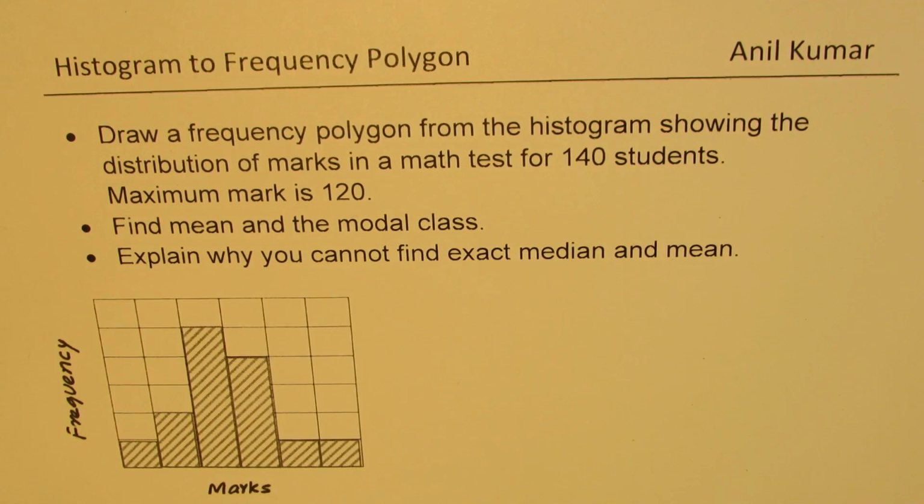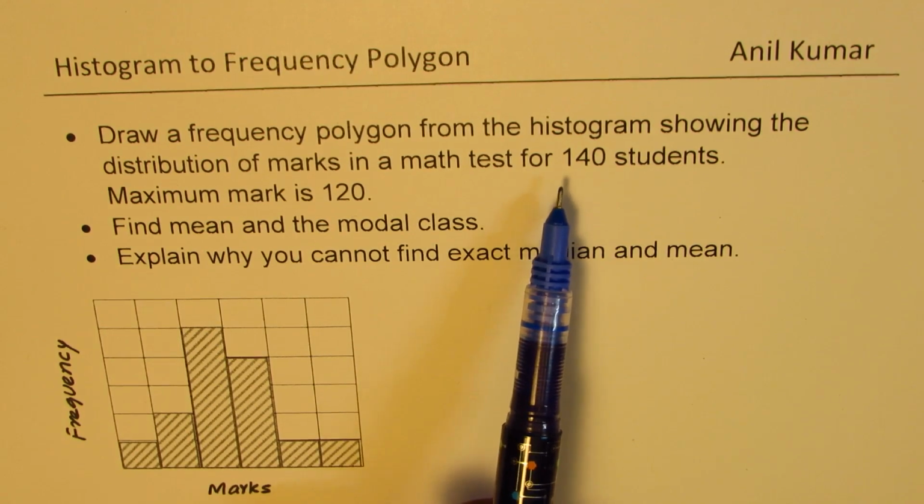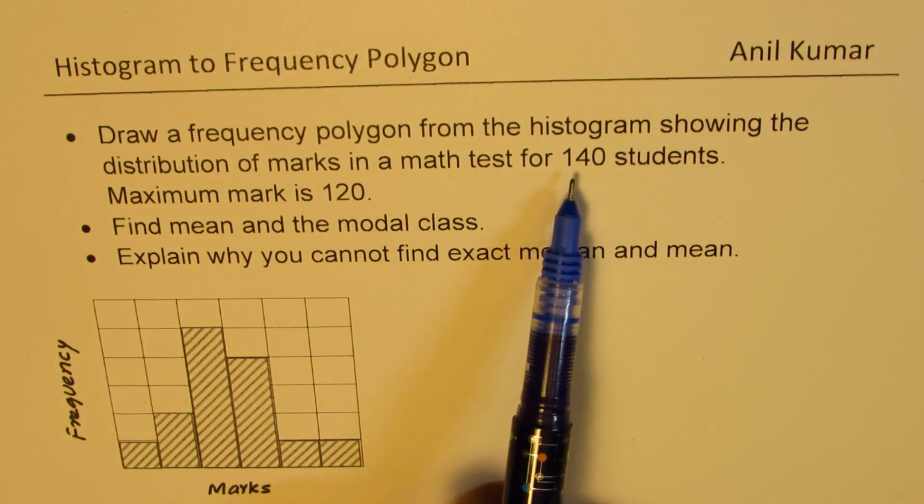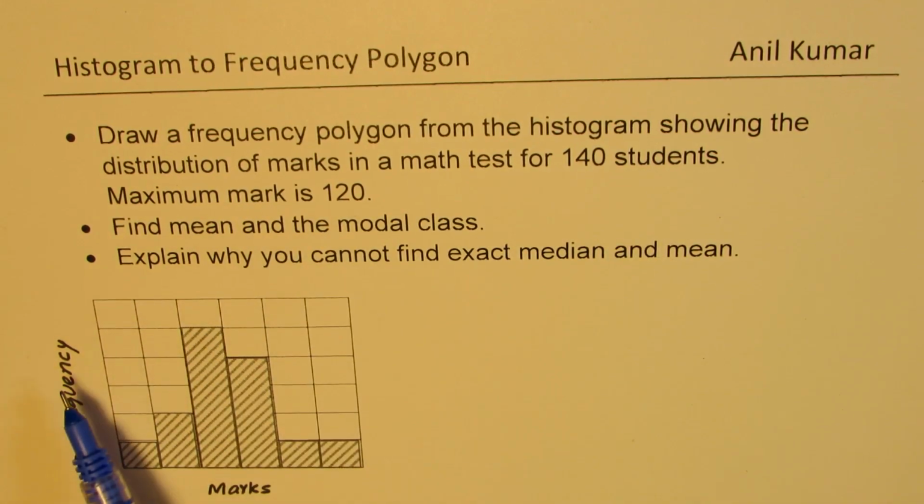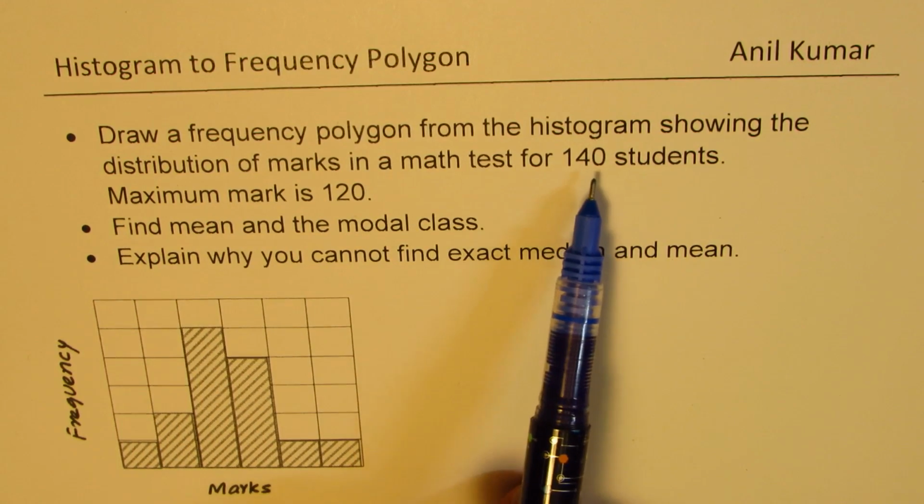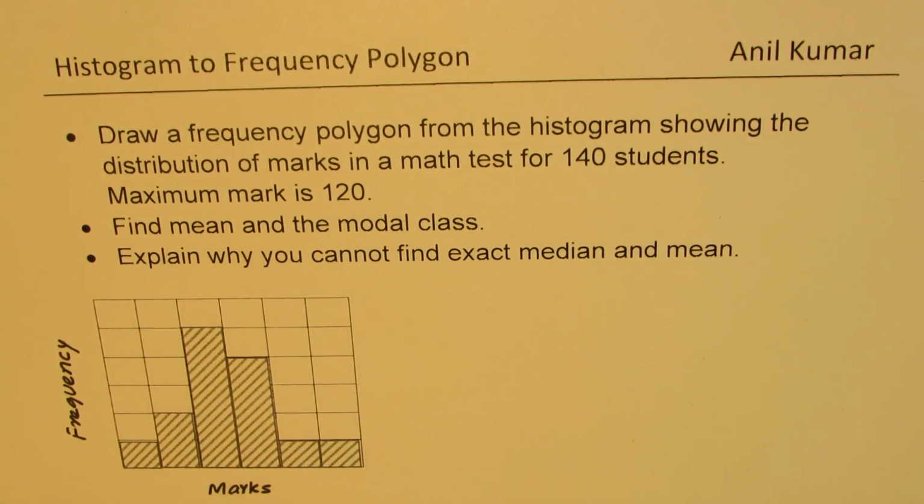So this is a very interesting question. We have not been given the values, but the information provided is that the total number of students is 140. So we know the cumulative frequency. The sum of all these frequencies is 140 and the maximum mark is 120. So we'll assume that it goes from 0 to 120, correct?